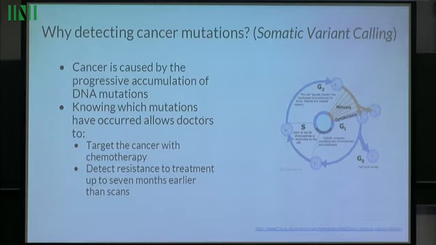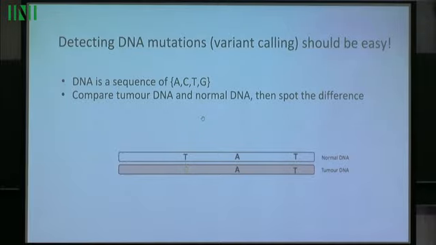And so detecting cancer mutations and DNA mutations in general should be really easy. You should be able to take the sequenced tumour DNA, compare that to the normal DNA, and just kind of read along and go, here's the mutation.